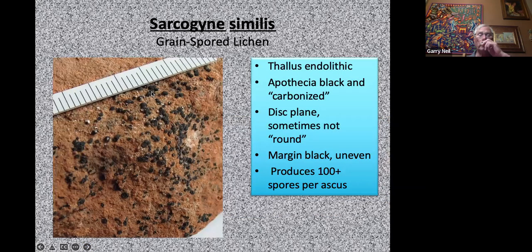Then here's one where you don't have a thallus. Instead, all you see is these black reproductive structures. This is called Sarcogyne. If you cut these open, they're loaded with spores on the inside. But again, they just look like tiny little dots on the rock. The thallus is in the rock itself.